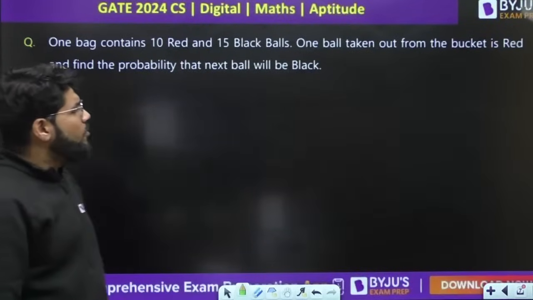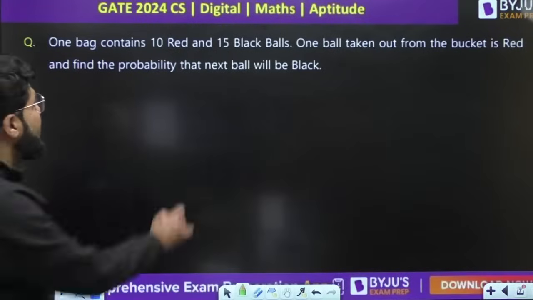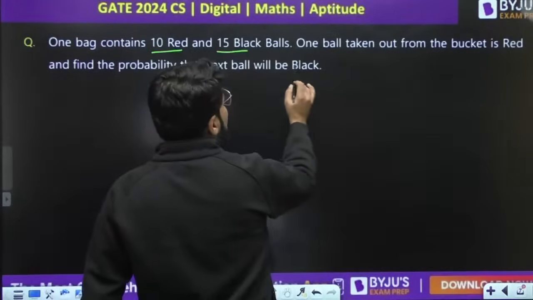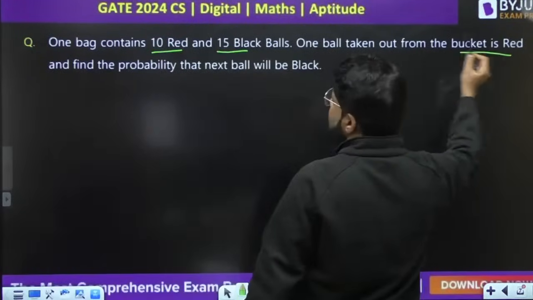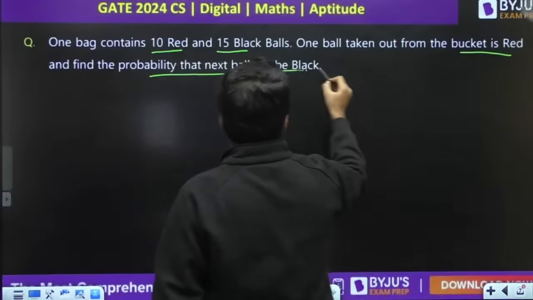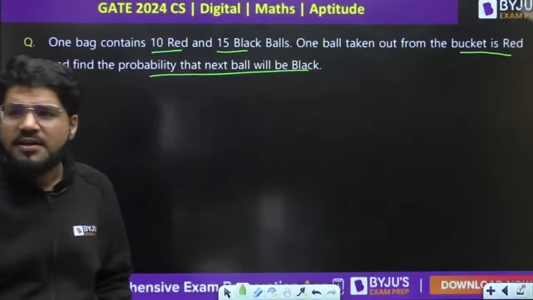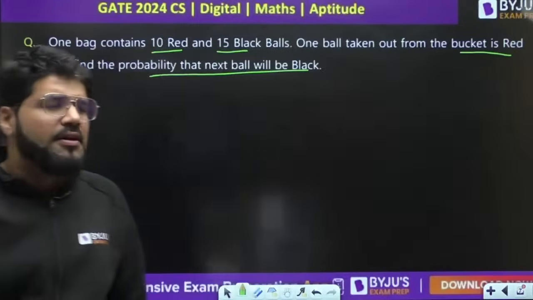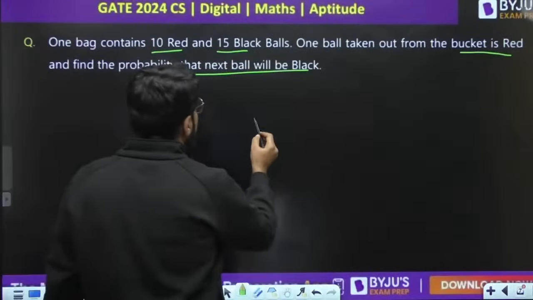Again, a simple one from probability. A bag contains 10 red, 15 black balls. One ball taken out from the bag is red. Find the probability that the next ball will be black. Answer directly we can say. What is the probability that the next ball will be black?